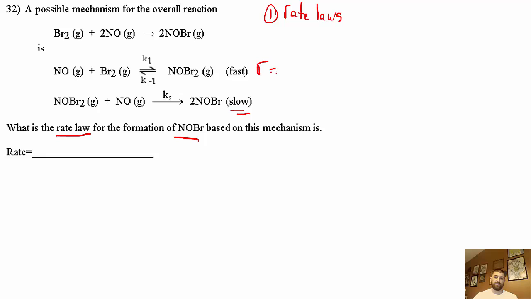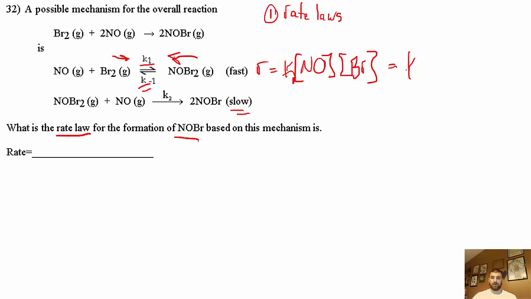So for this one, the rate equals K, NO times BR. Now this equilibrium also tells us that there's a reverse reaction that is the same rate as the forward reaction. So R equals K1 for the forward reaction, which also has to equal the reverse reaction. So K2 times the concentration of NOBR2. Now this is important for the next step.